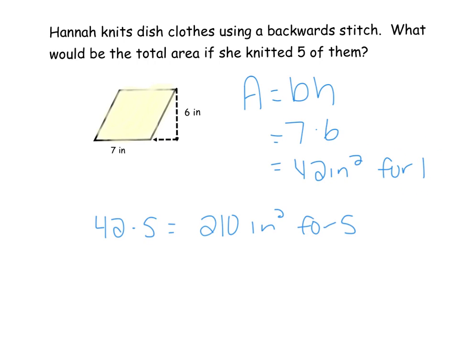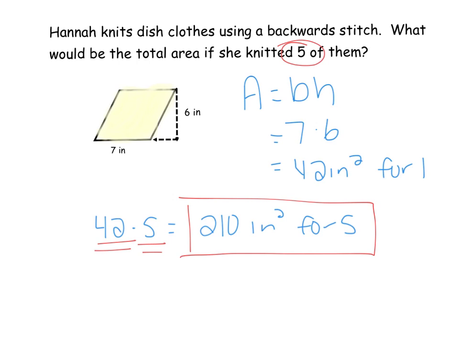That is just for one of them, though. We need to know, what if she knitted 5 of them? What would that total area be? So I just took the area of 1 and multiplied it by 5 to get 210 inches squared for 5.